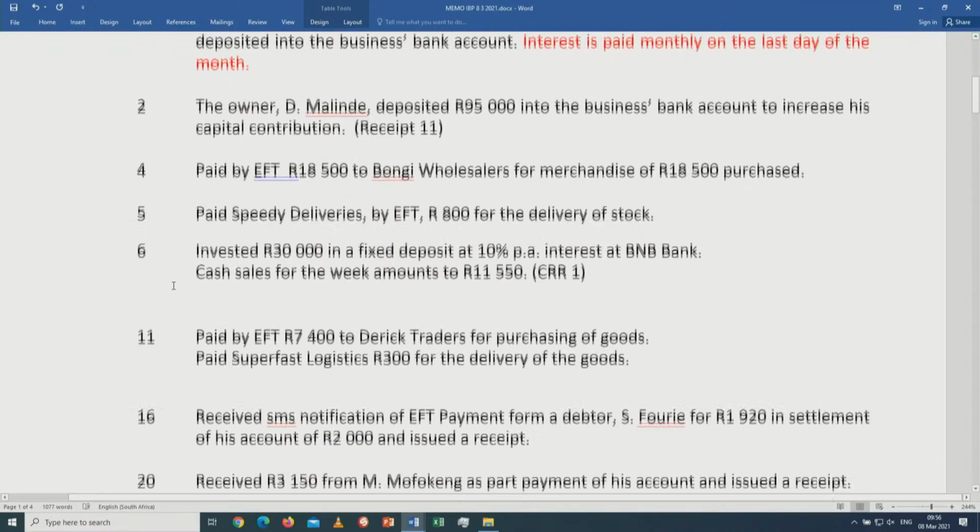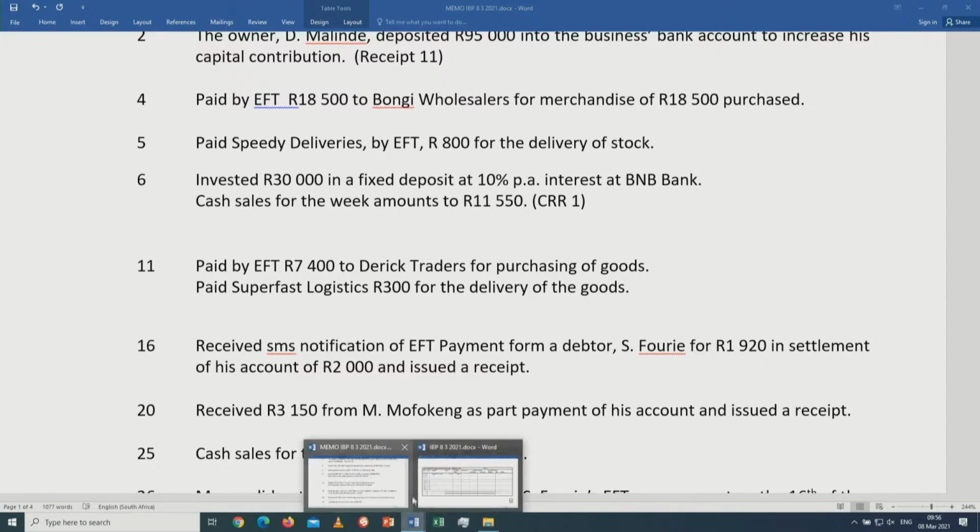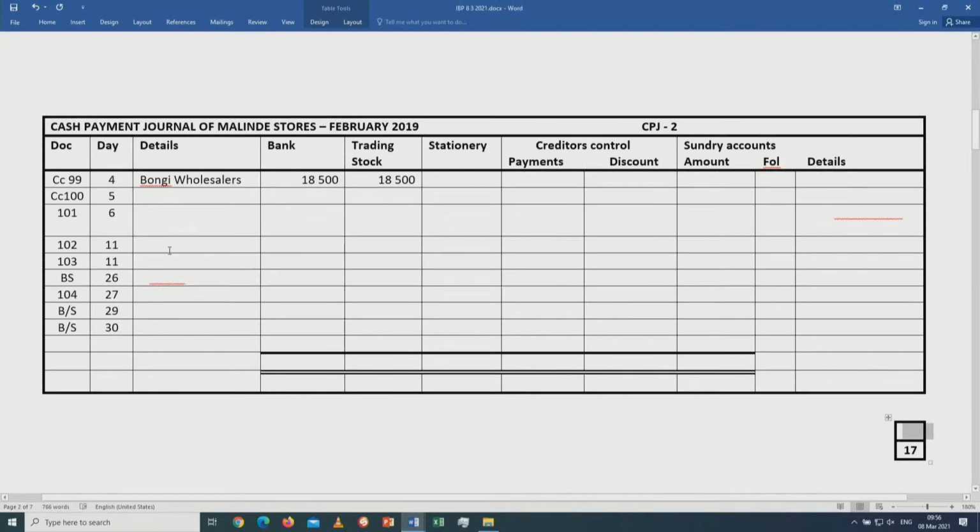We're going to number 5 on the 5th. Paid speedy deliveries by EFT 800 for the delivery of stock. Let's see. You paid speedy deliveries by EFT 800 for the delivery of stock. Did you pay or receive? You paid. So you must go to your cash payment. On the 5th, you record.